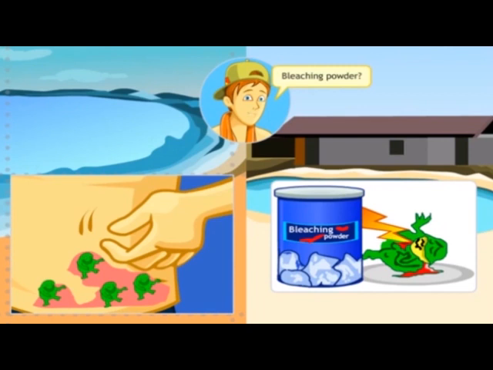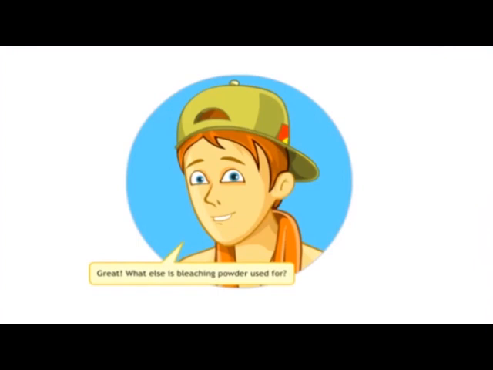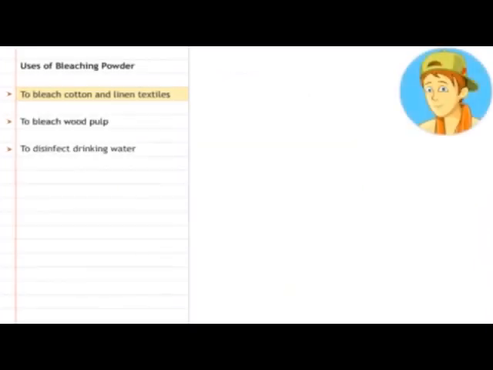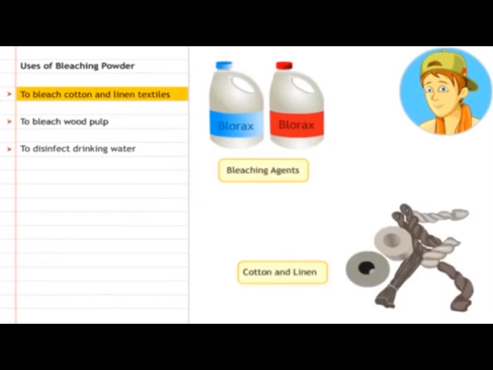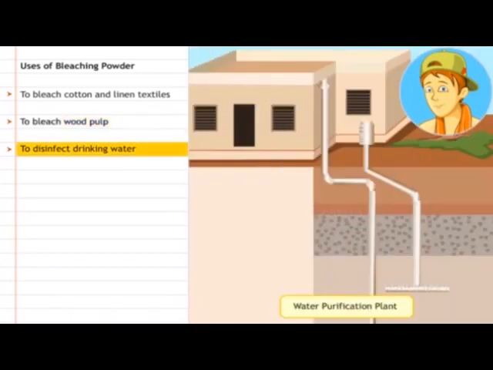Bleaching powder? Bleaching powder is chemically called calcium oxychloride, which is obtained by passing chlorine gas through calcium hydroxide. Great! What else is bleaching powder used for? It is used to bleach cotton and linen textiles, and to bleach wood pulp, and even used in the manufacture of paper. Bleaching powder is used to disinfect drinking water and make the drinking water clean and safe.